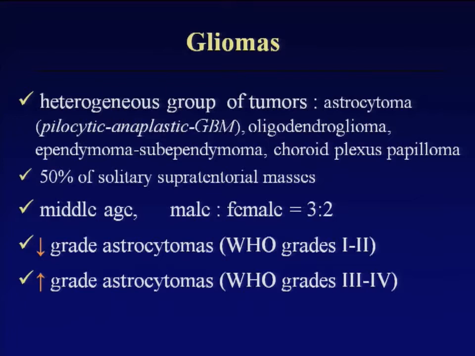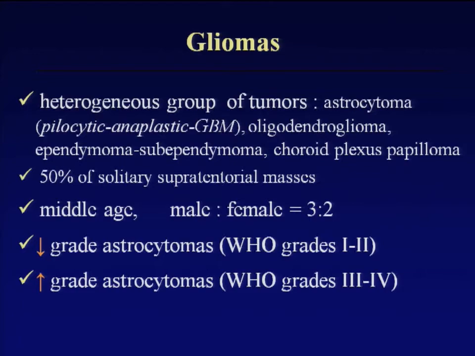They are very common, unfortunately. If we see a solitary supratentorial mass, in half of the cases it's a glioma. Middle age, male to female ratio is 3:2, and we can divide grossly the low-grade astrocytomas, type 1 and 2, the so-called benign astrocytomas, and the very malignant astrocytomas, type 3 and 4. We will see examples later on.